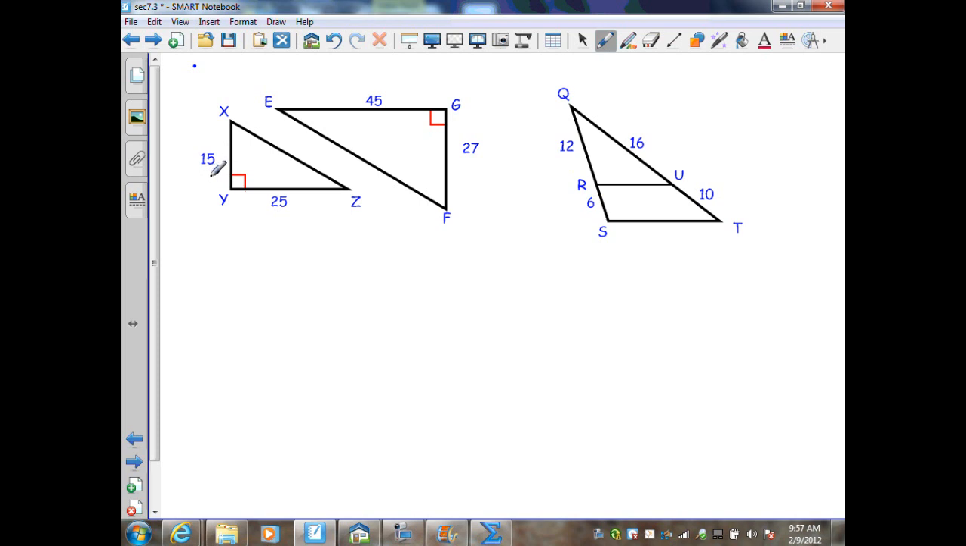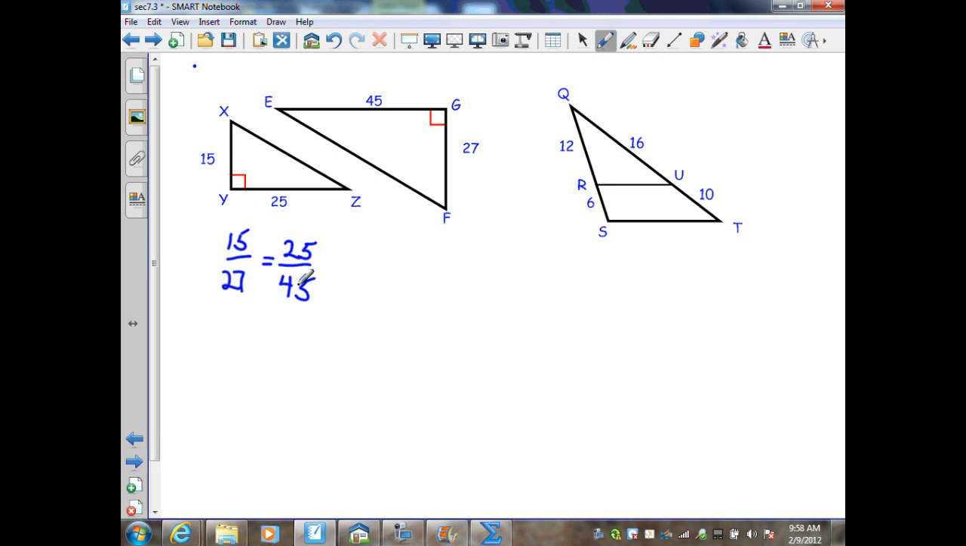So I'm going to go small to small, large to large. So here I have my small, which is 15, over the small here, which is 27, and determine if that's equal to 25 over 45.